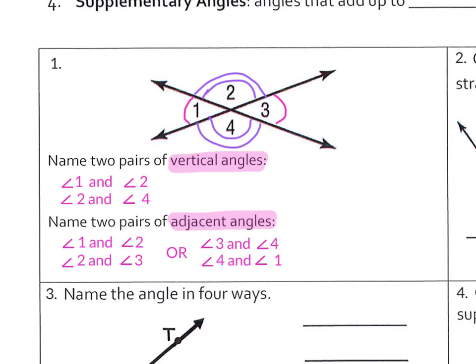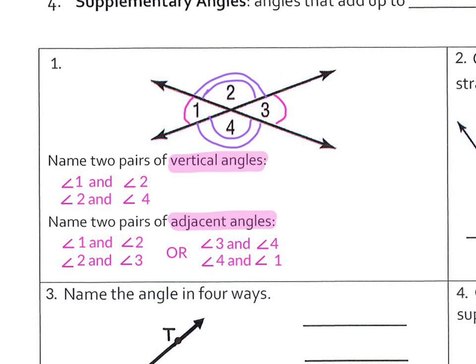You could do angle 1 and angle 2 and angle 4 and angle 1, angle 2 and angle 3 and angle 3 and angle 4, any pair, but it said to name 2 pairs of adjacent angles. So like 1 and 2, that's one pair. So you had to have a second one to get that answer correct.